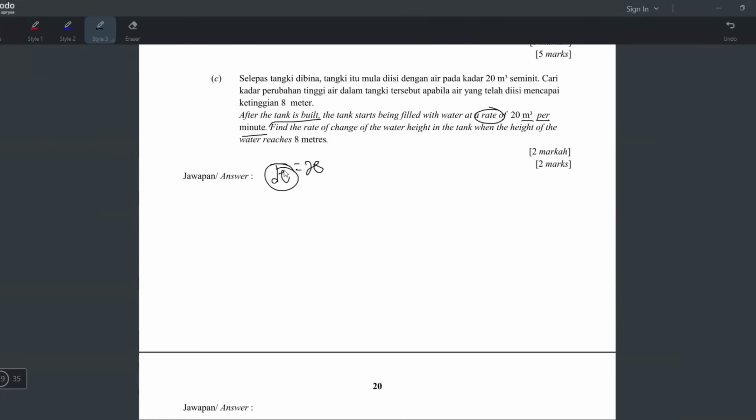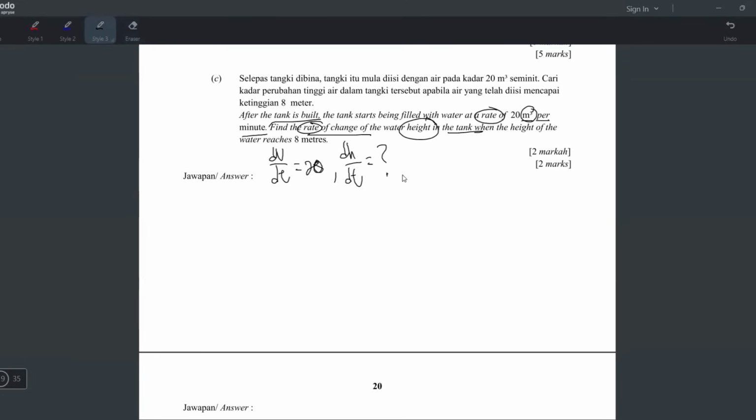That means this 20 is meter cube per minute. So the bottom is dt, and the t is the minute. And on top is m cube, so that's the volume, because when you find volume you will only have meter cube. So dV/dt is 20. That's what it means. Okay, next one. Find the rate of change of water height in the tank. That means we want to find over dt also, because there is a rate. But this one is the rate of height, and just now they already said use h to represent height. So dh/dt, this one we want to find.